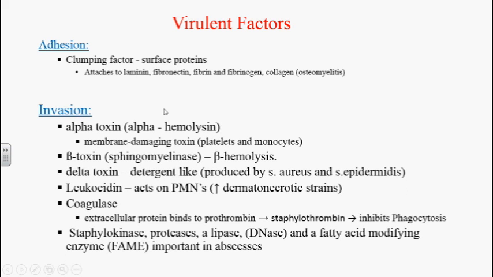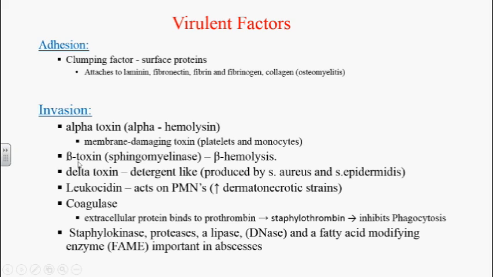Invasion. Staphylococcus aureus uses a lot of proteins and exotoxins to enter into the human tissues. One important one is alpha toxin. Alpha toxin can also be called alpha hemolysin. It can damage the membrane, and the most sensitive cells are platelets and monocytes, and the mode of action of alpha toxin is by osmotic lysis.